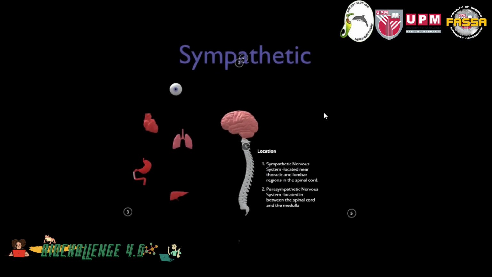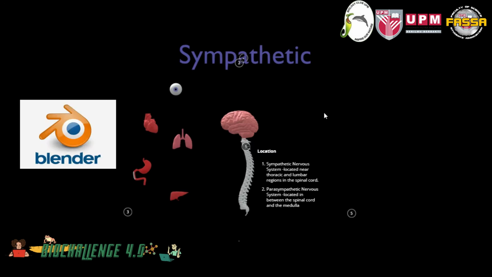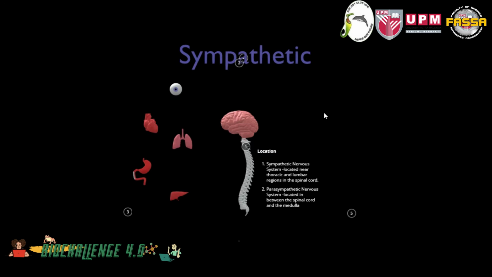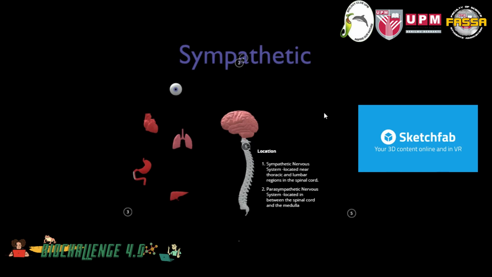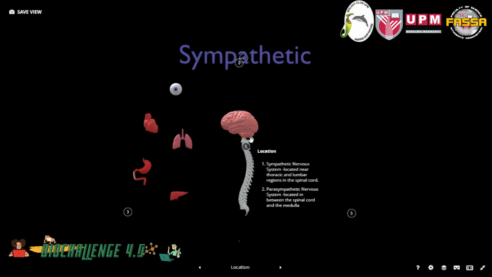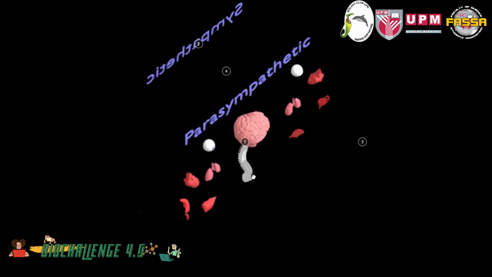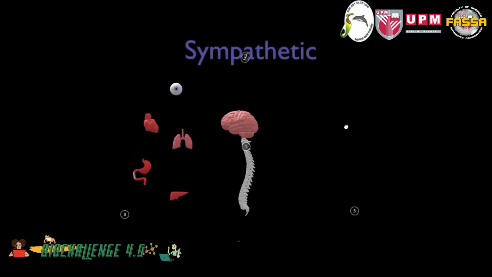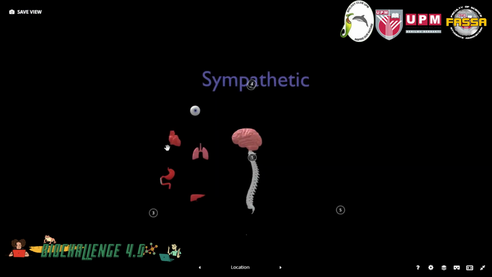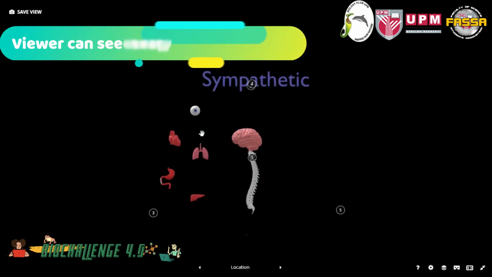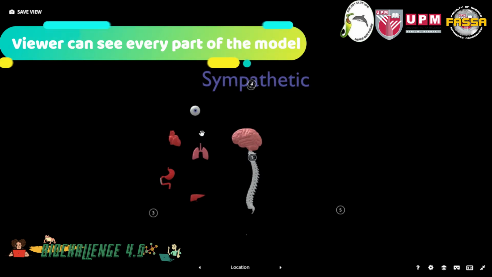For the model, I decided to utilize the recent technology, which is the digital 3D model. I used a software called Blender to edit and the Sketchfab website to publish it online. Here is the 3D model. As you can see, we can control the model in a 360-degree view. I can see it up, down, left, and also right. After that, you can also zoom in just by clicking any part that you want to see, like here. By utilizing this method, the viewers can see every part of the 3D model.